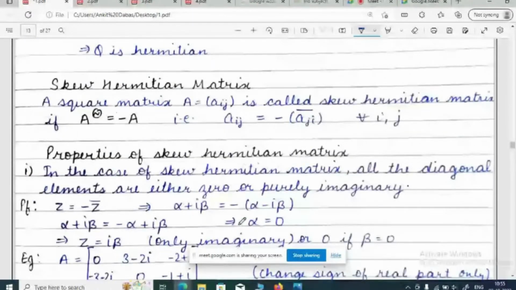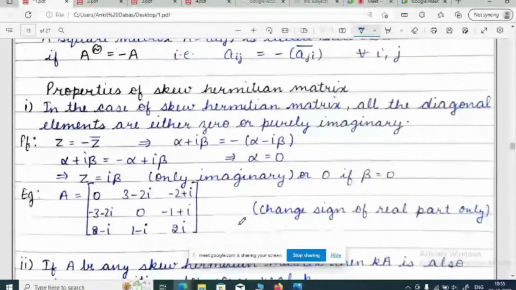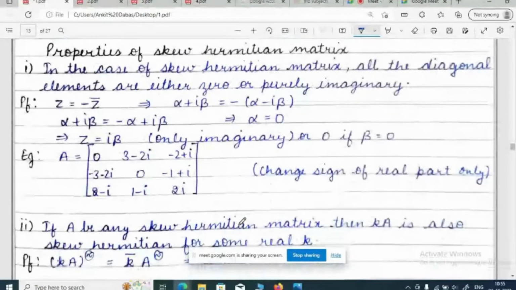Now, skew Hermitian matrices are the matrices where A tranjugate is equal to minus A. A very important property is that in case of skew Hermitian matrices, all the diagonal elements are either zero or purely imaginary. The skew Hermitian matrix cannot have a non-zero real number on its diagonal.